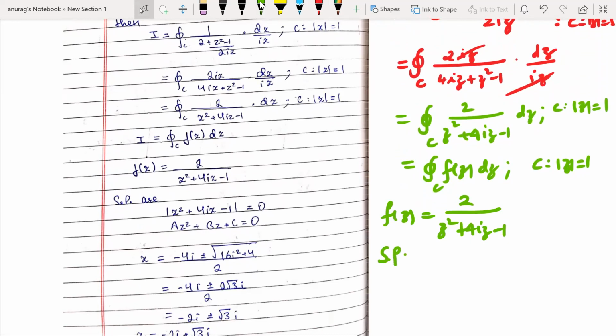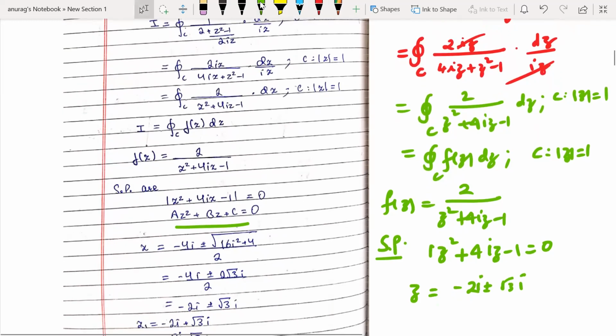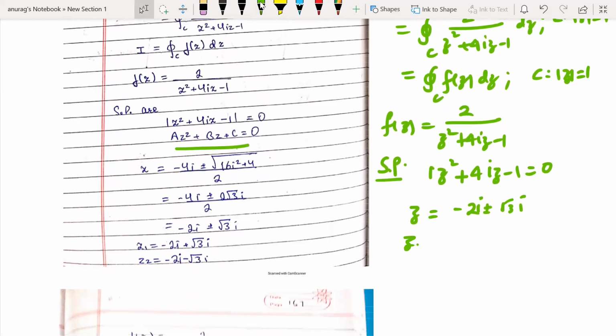What are the singular points? I told you, the singular points are where f(z) is not defined. So z square plus 4iz minus 1 equals 0. Solve it by comparing with az square plus bz plus c and using the quadratic formula. It will be minus 2i plus or minus root 3 i. If you take the positive sign, it is minus 2i plus root 3 i. If you take the negative sign, it is minus 2i minus root 3 i.